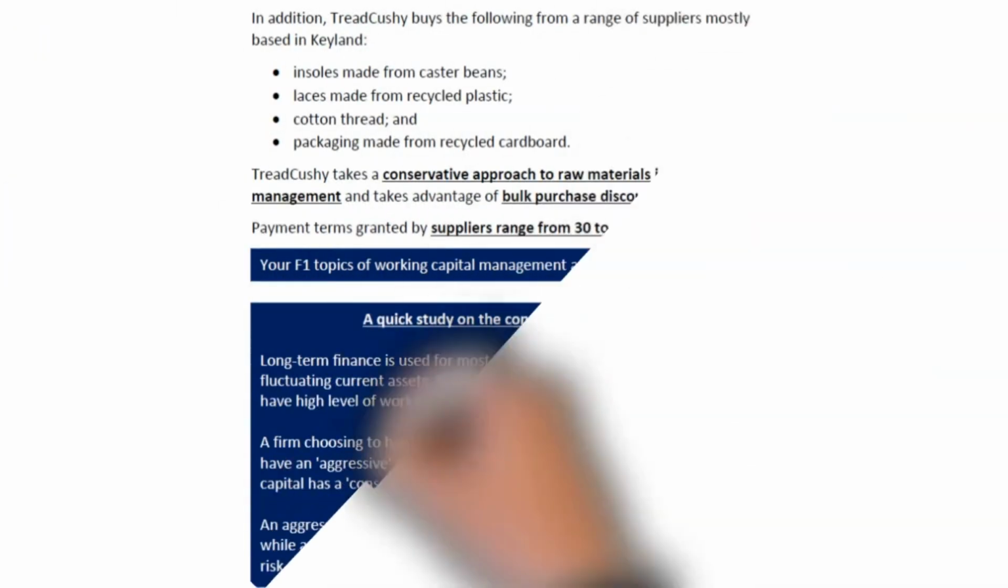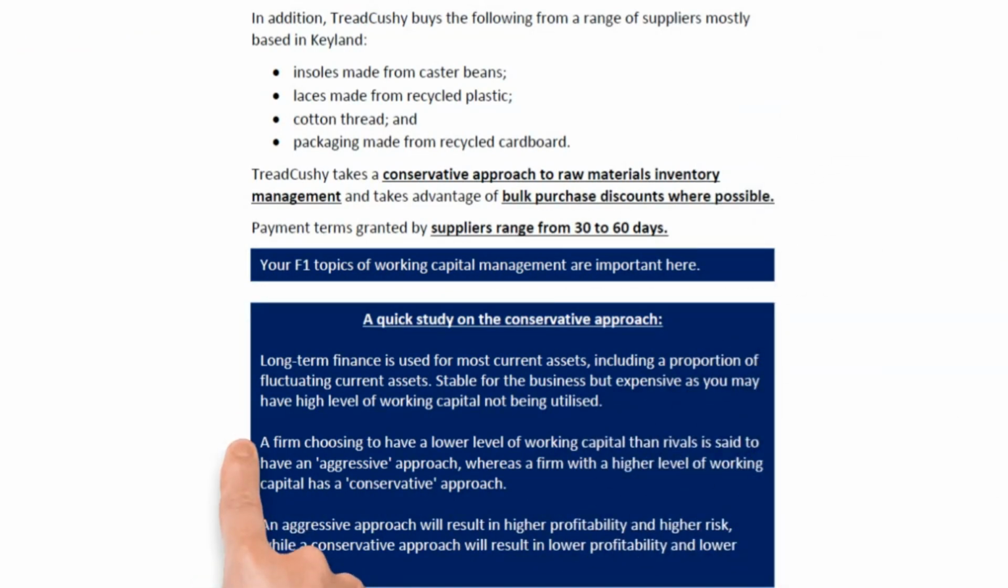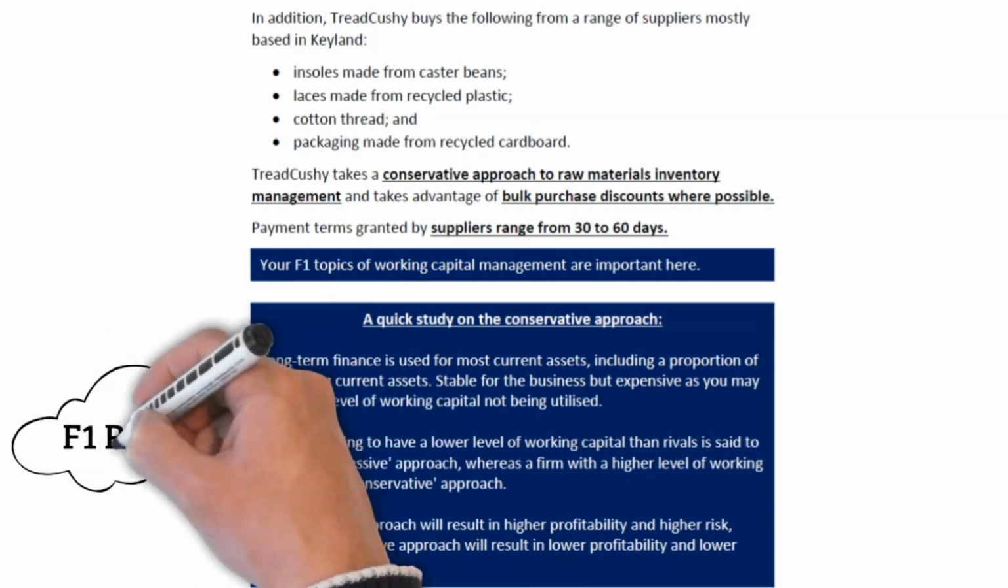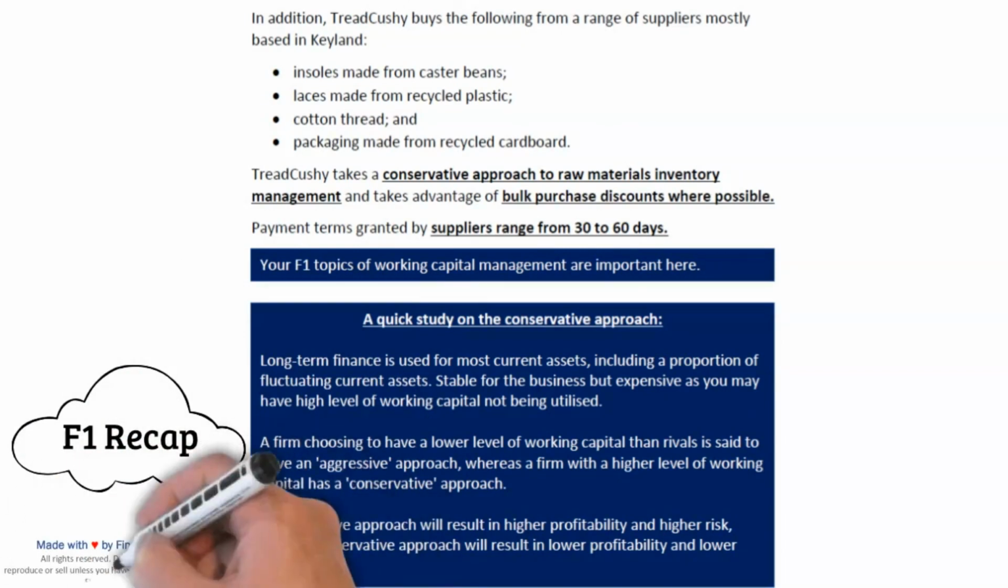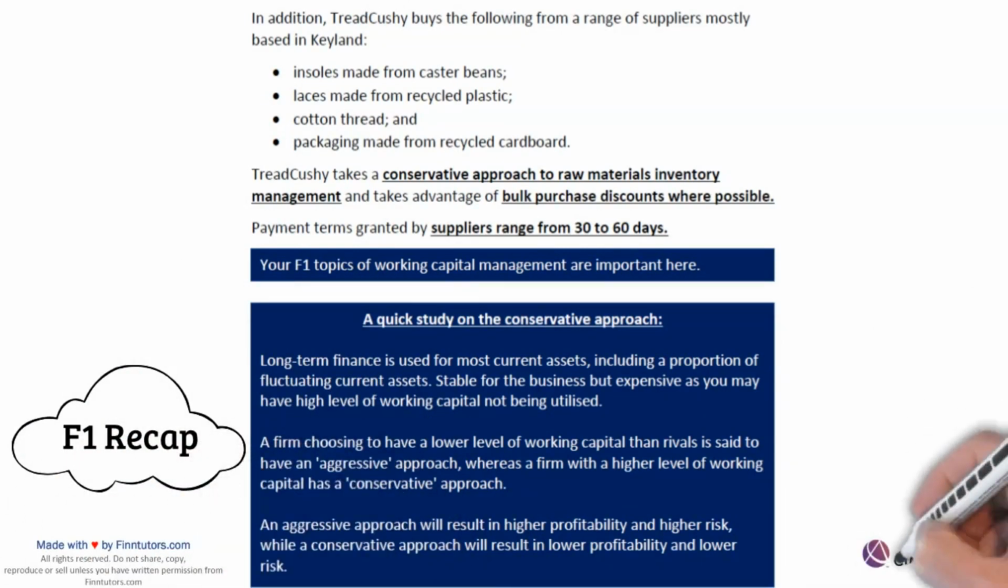Now they're telling us that TreadCushy buys from a range of suppliers mostly based in Keeland. So we are mostly buying from suppliers who are based in Keeland, which means insoles made from castor beans, laces made from recycled plastic, cotton thread, and packaging material from recycled cardboard. This is all that we require for our production as well as packaging. TreadCushy takes a conservative approach to raw materials inventory management and takes advantage of bulk purchase discounts wherever possible.